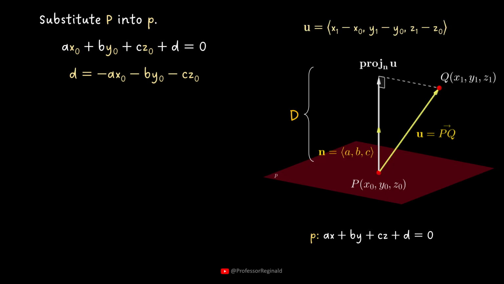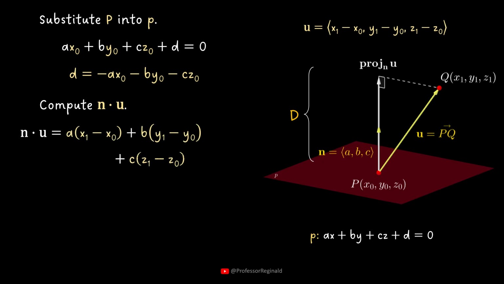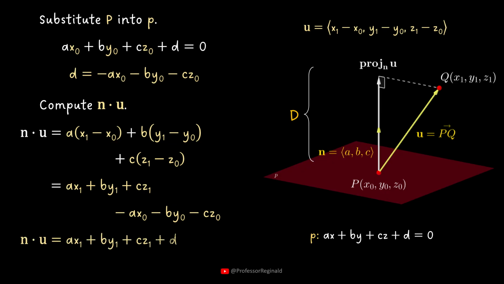Vector u is the vector from the point in the plane to the point not in the plane. Next, compute the dot product of vector u and the normal vector of the plane. Expand. And make this substitution into the equation. Thus, the dot product of the normal vector and vector u is equal to the sum of these terms.